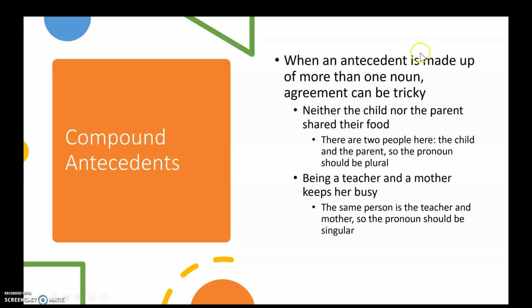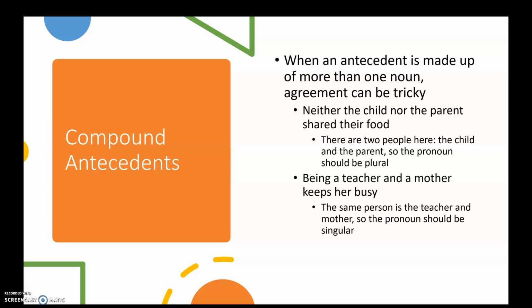Compound antecedent. So when an antecedent is made up of more than one noun, agreement can be tricky. So let's take the example, neither the child nor the parent shared the food. There are two people here, the child and the parent. So the pronoun should be plural. So you couldn't say neither the child nor the parent shared her food, because then you're excluding someone. If the same person is fulfilling both roles, as in the second one, being a teacher and a mother keeps her busy, the same person is the teacher and mother, so the pronoun should be singular.